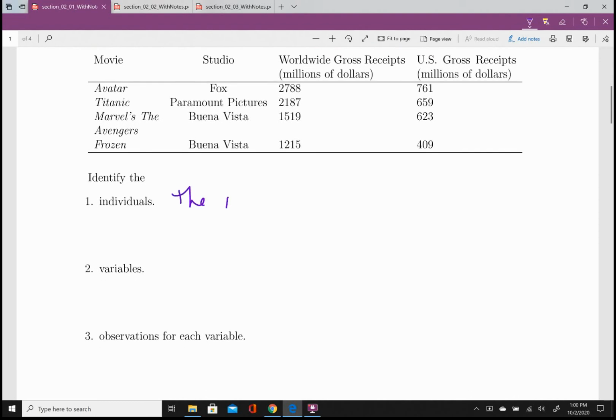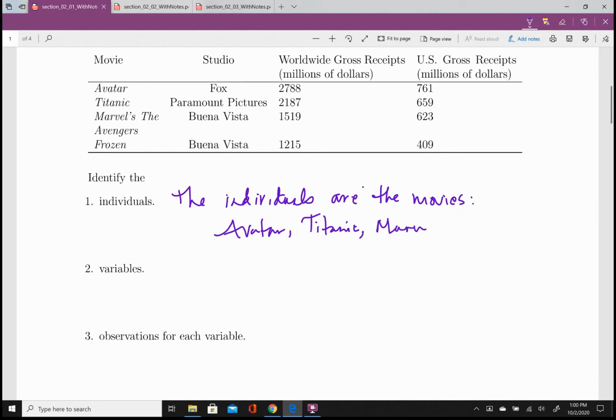So the individuals are the movies. And we can list them if we want to. Avatar, Titanic, Marvel's The Avengers, and Frozen.